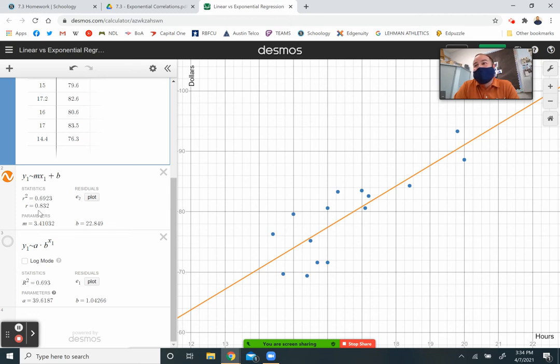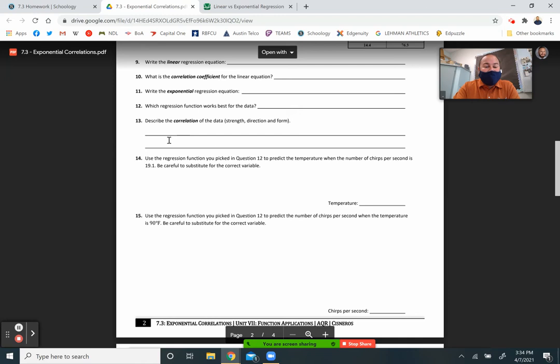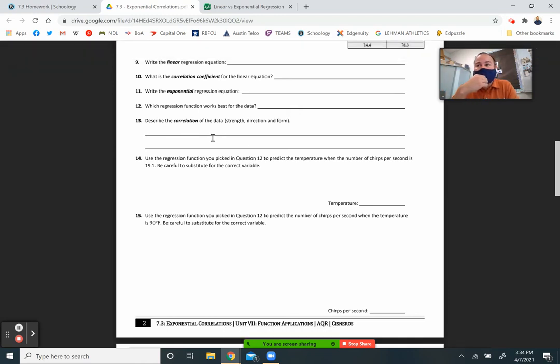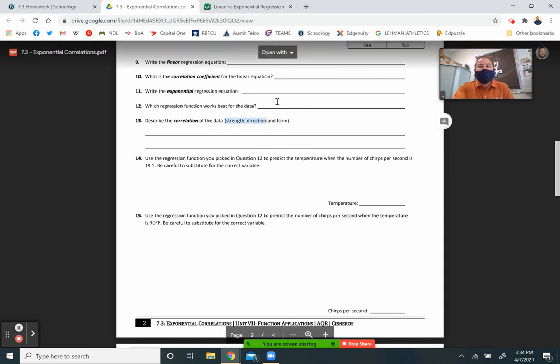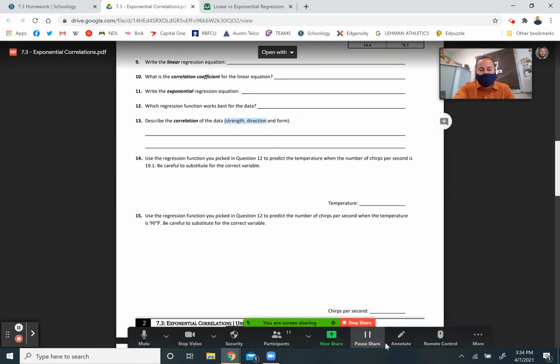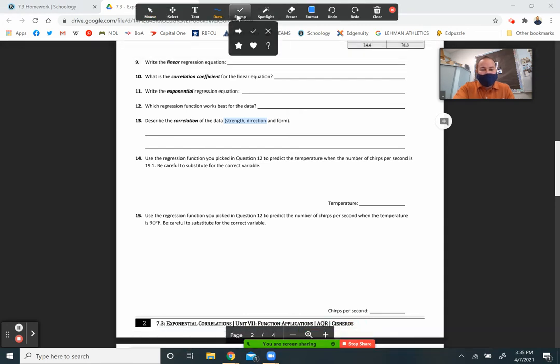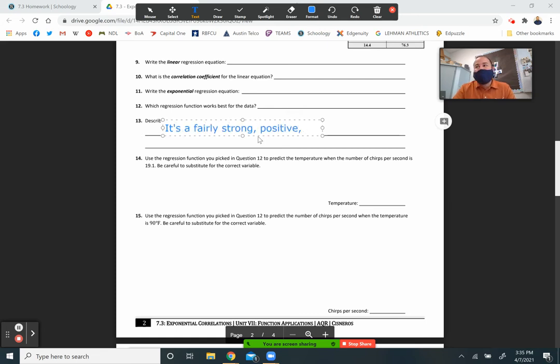Fairly strong? Yeah, that's a good one. So let's use fairly. Number 13. It's a fairly strong. Which direction is it going? No, don't say up though. Positive. Okay. So it's a fairly strong. I'll go ahead and write it down too. Fairly strong, positive, and what form is it?